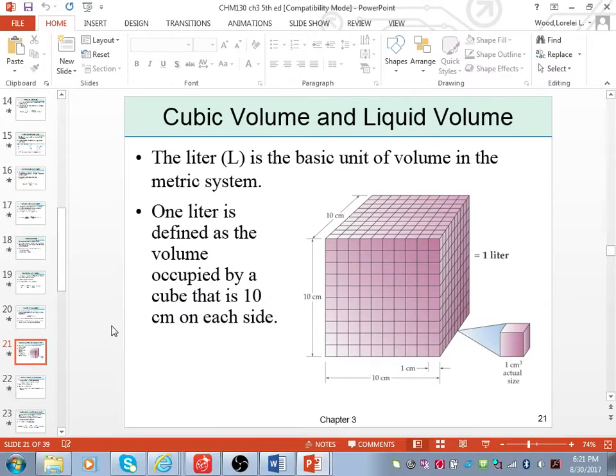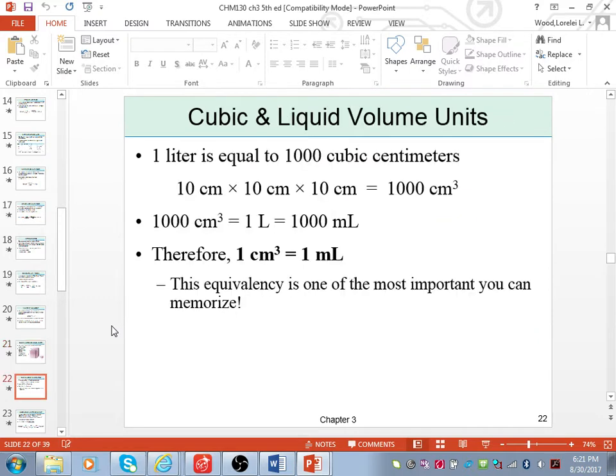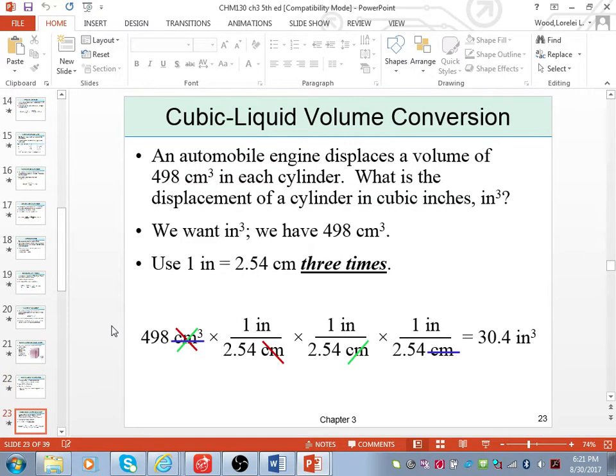It turns out the metric system is pretty useful too, because if you have 1,000 of these little boxes that are 1 by 1 by 1 and you stack them all together, you have 1,000 milliliters. 1,000 milliliters is the same as 1 liter. So all you're doing is moving the decimal place from one place to another. 10 by 10 by 10 is 1,000, and that's where the equivalency comes from.